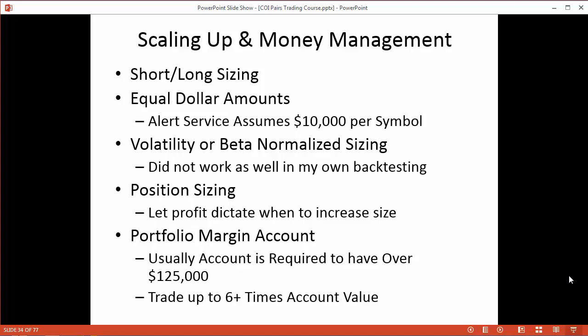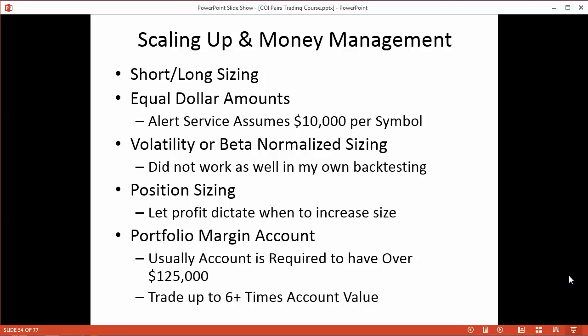Now if you research pairs trading on the internet, you may find a lot of references to volatility or beta normalized sizing. In other words, the idea here is that one stock is more volatile than the other, so I don't need to trade as many shares of that. The more sedate stock doesn't move around as much, so I can trade more shares of that, and the one that's volatile, I only need to trade fewer shares. The problem comes when you try to decide how to determine the volatility of the two different stocks. In my own backtesting, using a bunch of different methods, this particular volatility-based sizing never worked out quite as well as the equal dollar amounts. So it's not something that I try to do.